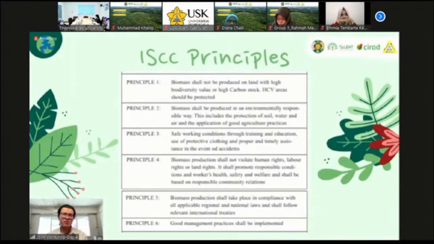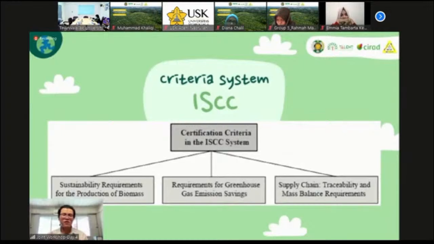There are 6 ISCC principles for the production of biomass. So there are 3 categories to meet the certification criteria. The first one is sustainability requirements for the production of biomass. The second one is requirements for greenhouse gas emission savings. And the last one, supply chain traceability and mass balance requirements.